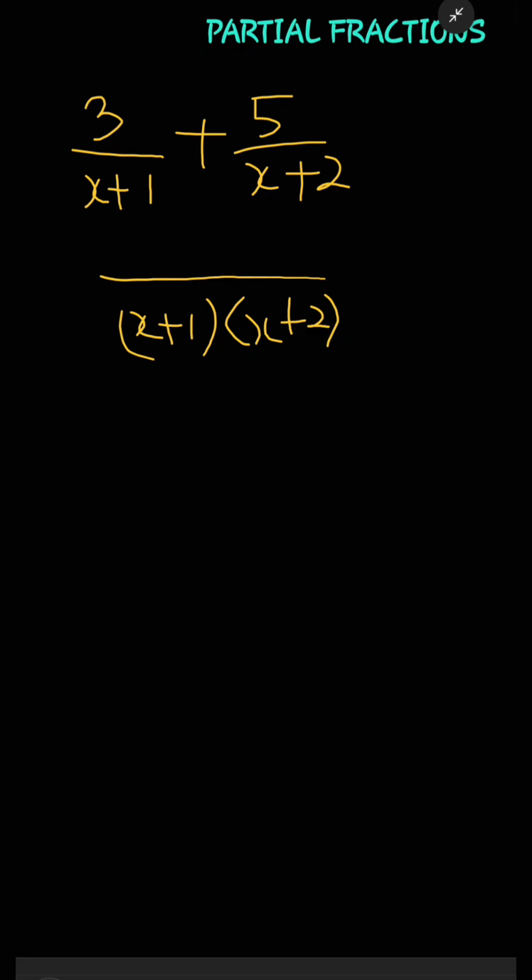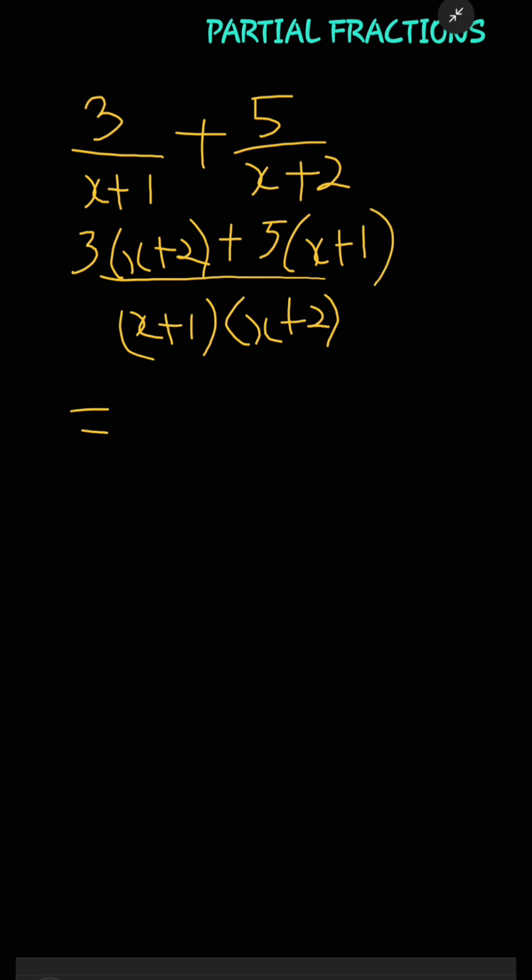So x plus 1, x plus 2 goes into x plus 1. We'll be having x plus 2. So x plus 2 times 3 is 3 into x plus 2. The denominator goes into x plus 1, we'll be left with x plus 1. So we'll have 5 into x plus 1.